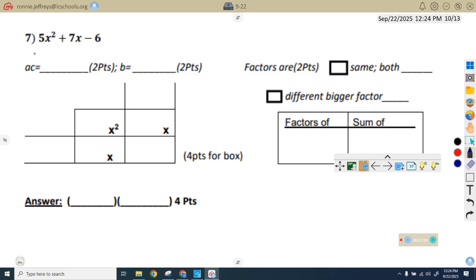So 5 times negative 6 is negative 30, positive 7. So our factors are different. Bigger factor is positive. Okay, so 5 goes here, minus 6 goes here. Alright, those two factors are going to be positive 10 and negative 3.